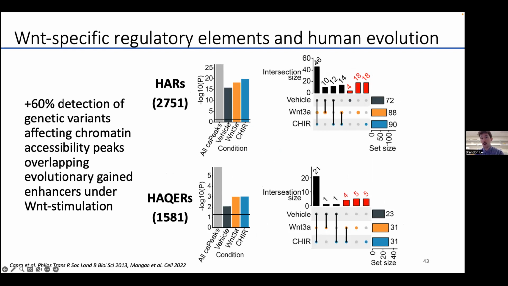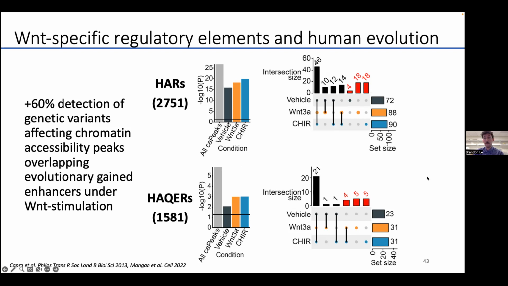So we overlapped these HARs and hackers with our regulatory elements, and we found that we could detect a whole lot more overlap when we considered the Wnt-stimulated states. Here on the left, we're just showing the significance of the enrichment of the various categories of genetically regulated chromatin peaks. But I think maybe the easier way to look at this is these UpSet plots again. We can find these new overlaps with HARs on top and hackers on the bottom in these Wnt-specific states.